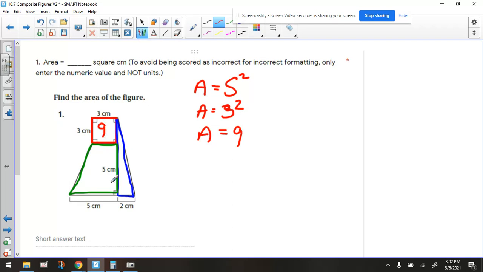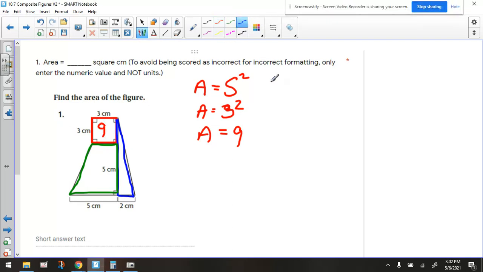All right, and now let's talk about the triangle, the blue triangle. The formula for a triangle is half of the base times height. Area equals half. So the base they give you right here, that's 2. Let's plug that into the formula. Now the height you have to infer, which is a little tricky.